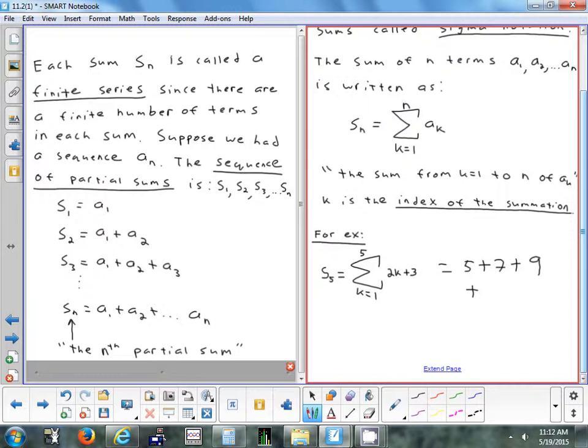Plus k equals 4. 2 times 4 is 8. 8 plus 3 is 11. And lastly, go up one more with k to 5. And that's where we stop. So k is 5. 2 times 5 is 10. 10 plus 3 is 13. And then you'd add all that up.